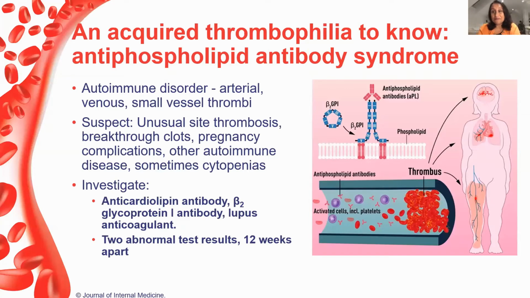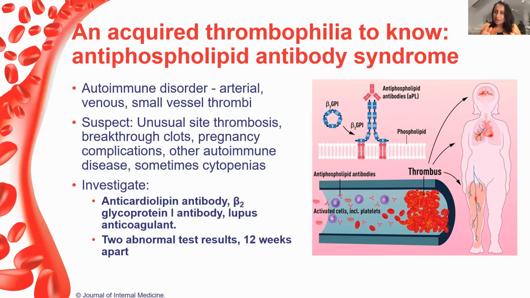Our next acquired thrombophilia, antiphospholipid antibody syndrome. The tip-off here is unusual site clots, recalcitrant clots. This is an autoimmune disorder where antibodies attack platelets in vivo, and when they do that, they activate them and they actually prompt them to clot. Now, antiphospholipid antibody syndrome, or APLA, is a kind of tricky entity to test for. It involves assays of coagulation function as well as assays that directly look for the antibodies.